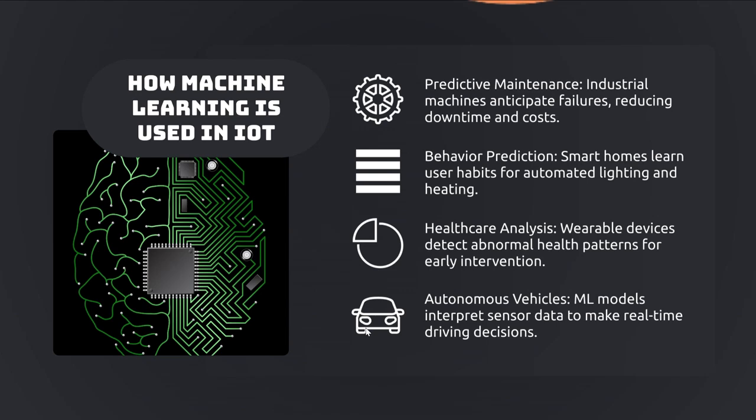Autonomous vehicles also rely on machine learning models to interpret sensor data and make driving decisions in real time.